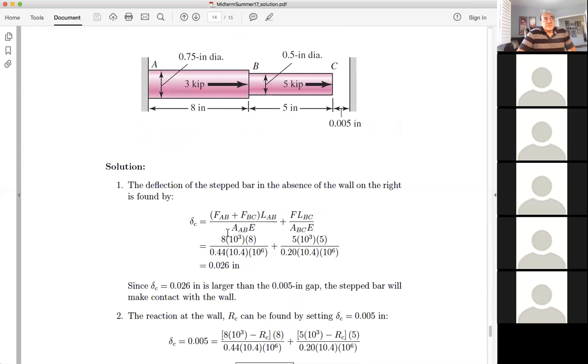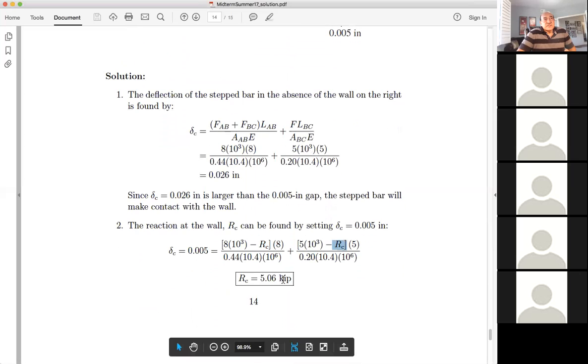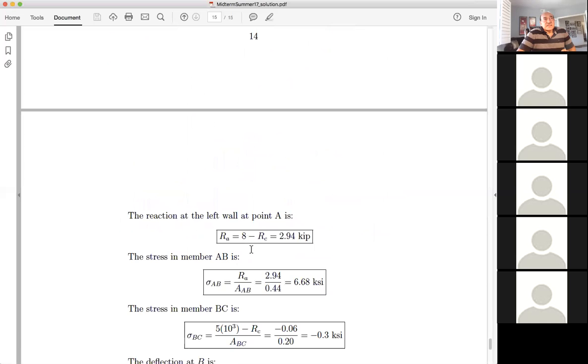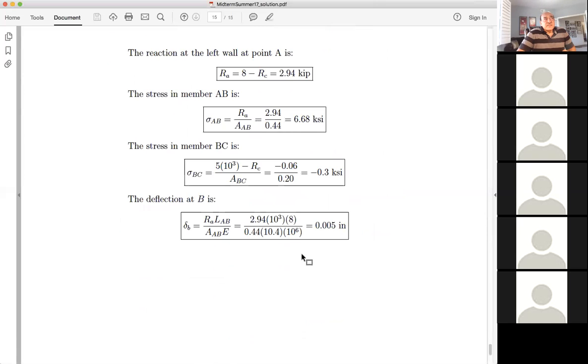So that's the first part, with 8 and 5. You get 26 mil. This is greater. So now the second part is to subtract the reaction, and then we find the force. It turns out to be 5.06 kip. And then once we determine that, we can calculate the stresses in the two sections. One would be compression, one would be tension, right? So that's kind of an interesting problem.